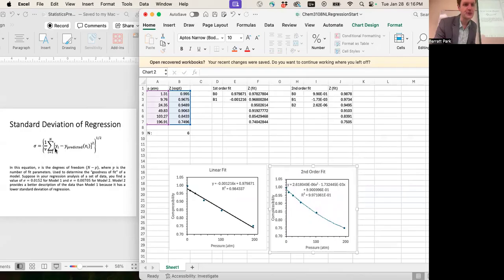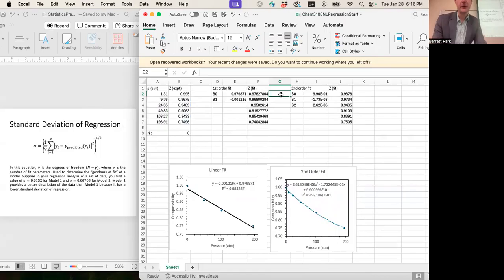So the first thing that we need to do is calculate the residuals, right? So the residual is the measured y value minus the predicted y value. So for the linear fit, I'll go ahead and calculate the square of the residual. So I'll call this column r squared. And so for each of the measured data points, I'm going to make this a formula, and it's going to be equal to the measured compressibility minus the compressibility that we got from the fit, and I will square that.